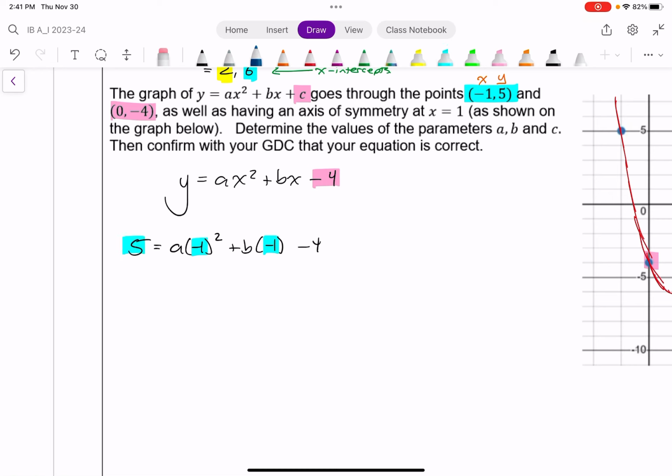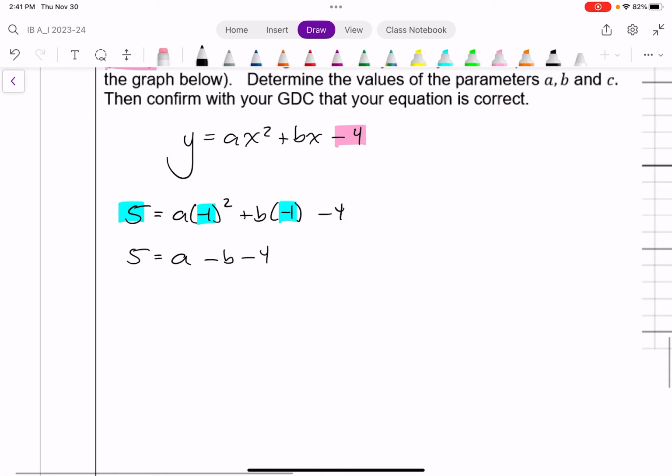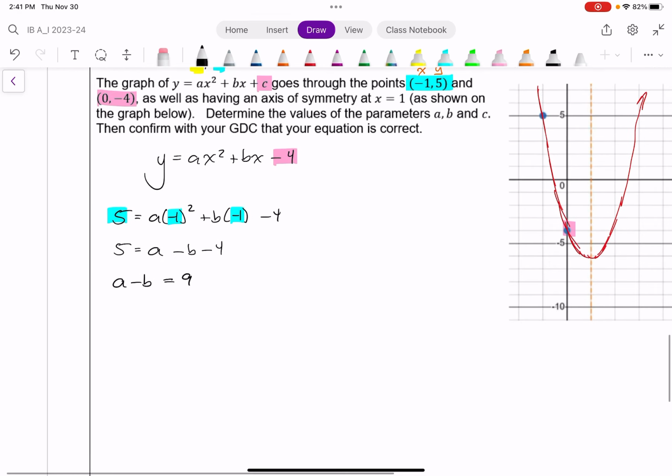And so let's clean this up a bit. I get 5 equals just a minus b minus 4. And I'm going to add 4 to both sides so that I get a minus b on one side and 9 on the other. All right, so I have 2 unknowns. If I can figure out another equation with both a and b, then I can put those 2 equations together and solve a system. But right now, I don't have enough information to solve this.